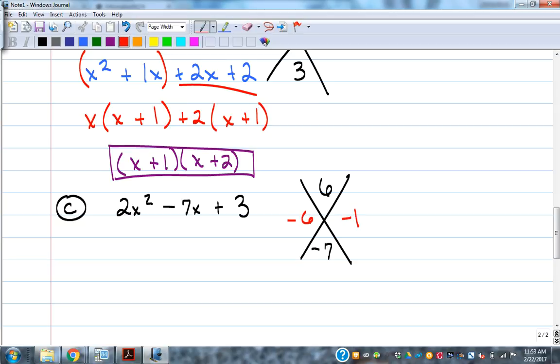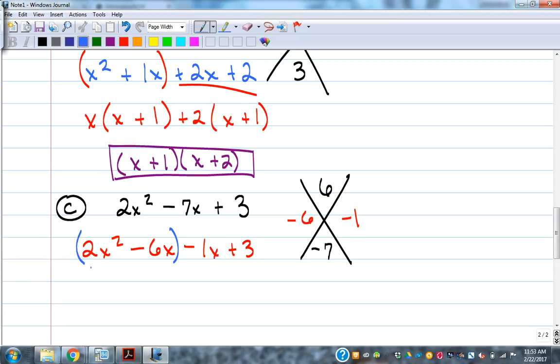Now what am I doing with those? Yeah, replacing the negative 7x with those. So 2x squared. I'm going to put the negative 6x and then negative 1x. Doesn't matter what order you put those 2 in the middle in. Make sure you keep your signs the same as they are in your x.